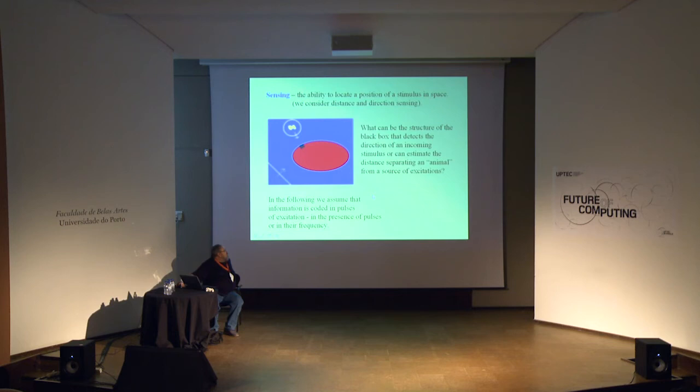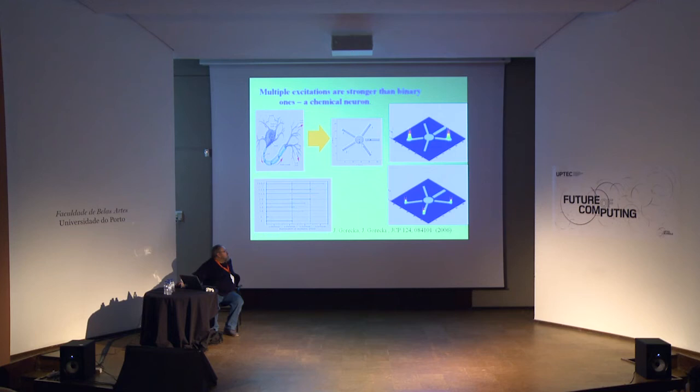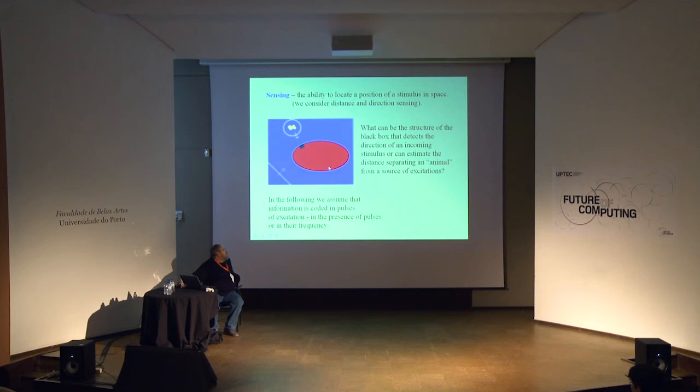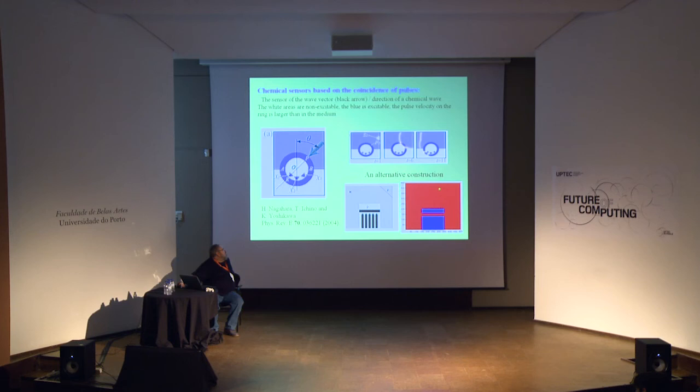Okay, so let me tell you something different. And something different means chemical sensing. So far, I was telling about the application of digital logic to chemical systems. But let's assume there is a bacteria or whatever, an object that likes to sense something. Sensing means there is something that sends signals around, and this bacteria likes to know if the source of signals is far away or close. There were different strategies, but I will show you something we developed.